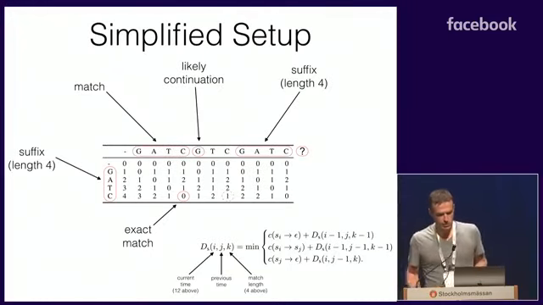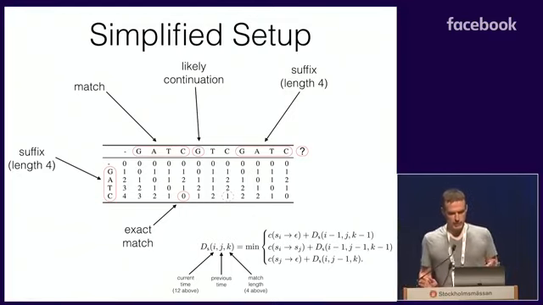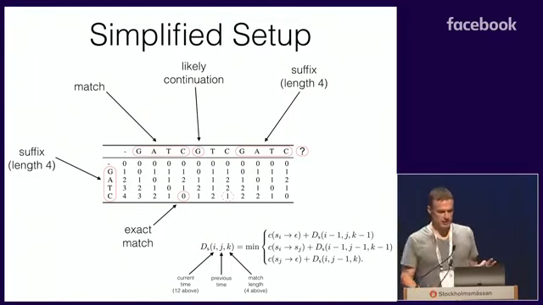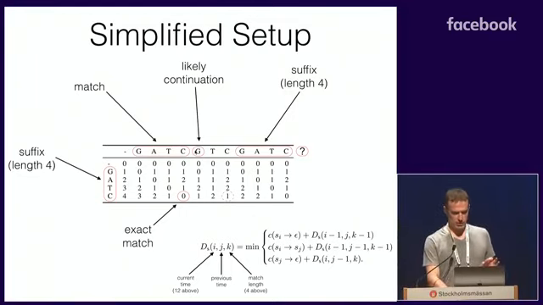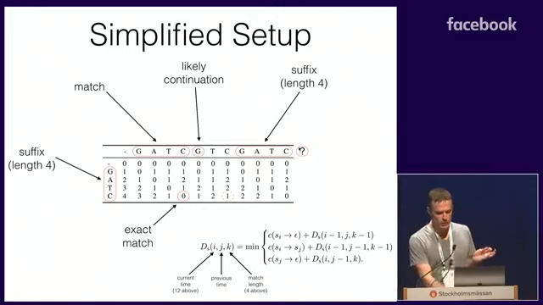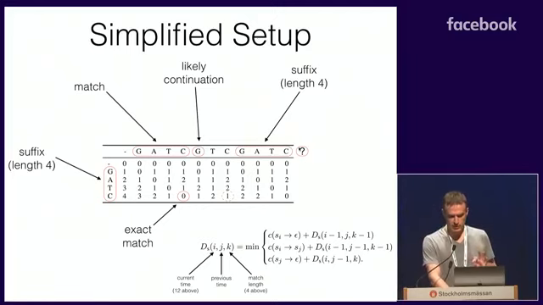Okay, so as I said, we start with a simplified setup of how we capture this. Let's consider the sequence which is marked here, GATC, GTC, JATC. We'd like to predict the next symbol. So we consider a suffix of length 4, that would be this GATC, and we would like to essentially search through the already generated sequence to detect matches.